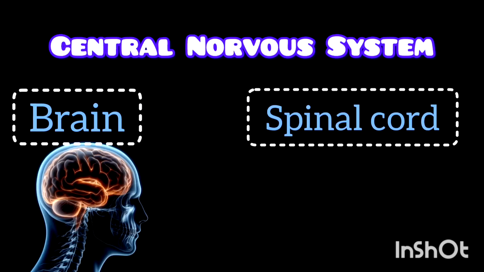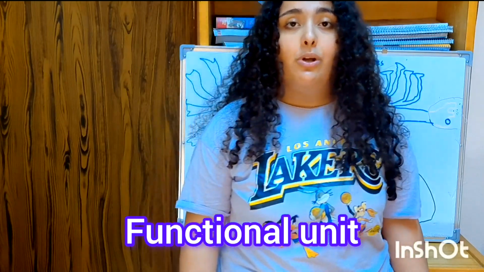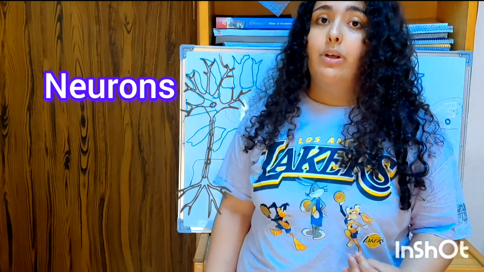So today we're diving into a very interesting topic, which is the nervous system. The nervous system consists of the central nervous system, which includes the brain and the spinal cord, and the peripheral nervous system, which includes the nerves, whose function is connecting the brain and the spinal cord with the rest of the body. So the functional units that form the nervous system are called the neurons or the neural cells.